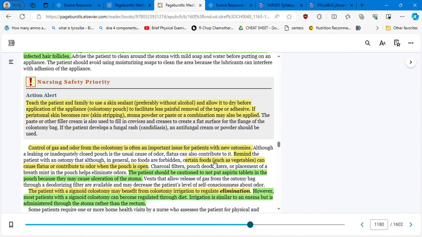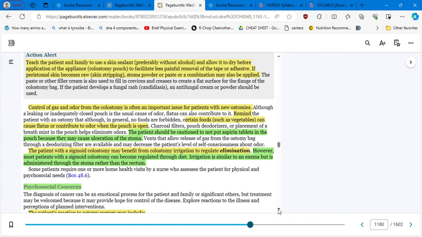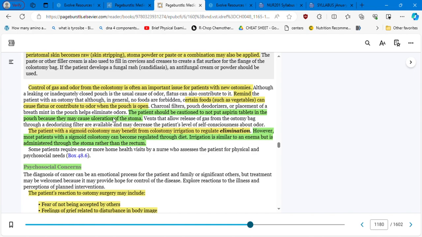Remind them that certain foods, such as vegetables, can cause flatus or contribute to odor when the pouch is open, and sometimes they are very uncomfortable. They don't even want to have family around them or close by. Even if they are in their own rooms, the smell could pass through to different rooms. The patient should be cautioned not to put aspirin tablets in the pouch because they may cause ulceration of the stoma.